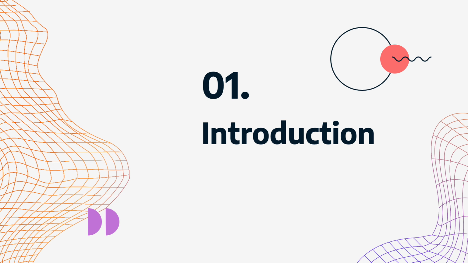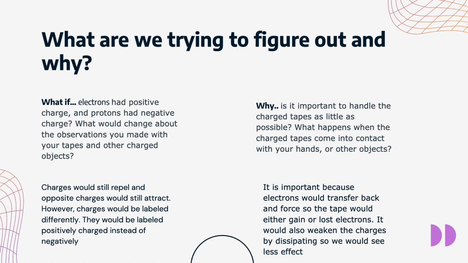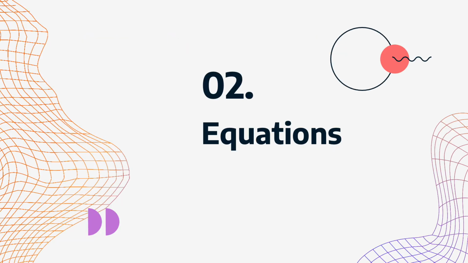So first, our introduction. What are we trying to figure out and why? For the what-if question, charges would still repel and opposite charges would still attract. However, charges would be labeled differently and they would be labeled positively charged instead of negatively. And for the why question, it is important because electrons would transfer back and forth, so the tape would either gain or lose electrons. It would also weaken the charges by dissipating, so we would see less effect on the experiment.